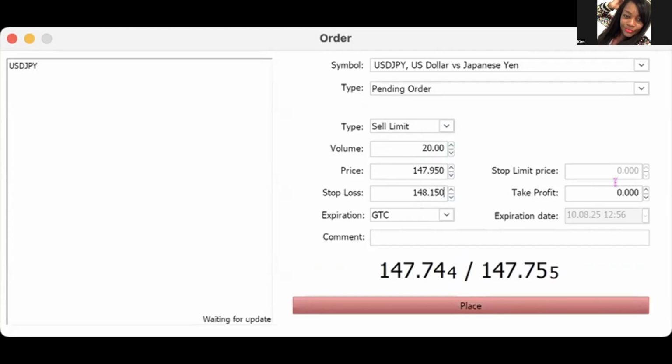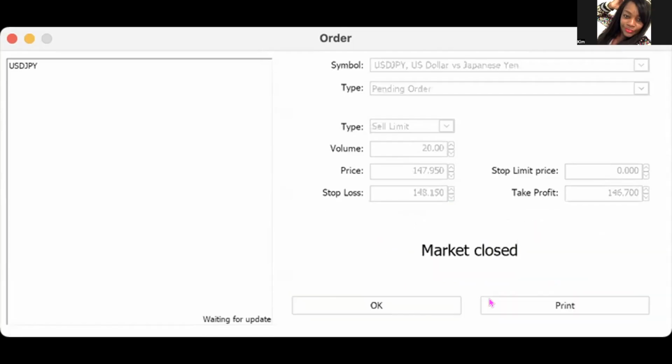Okay. And then my take profit, I'm just going to put 146,700. All right. It's not going to allow me to put in this trade because the market is closed, but you would just set it and you see it's saying market closed. But once you set it, let me reshare this screen here.